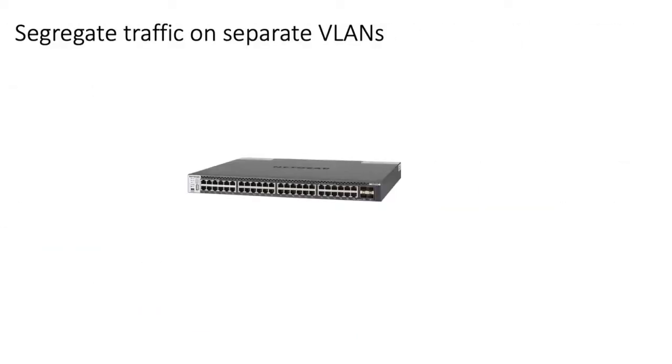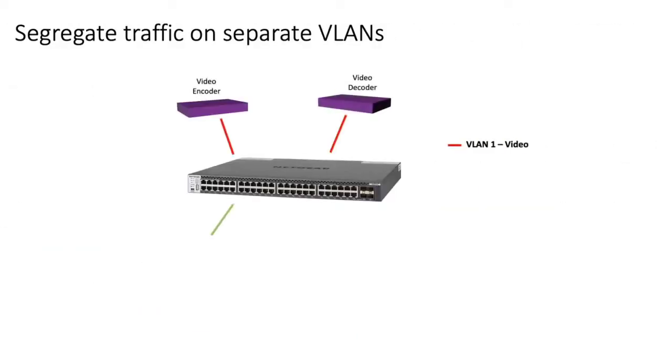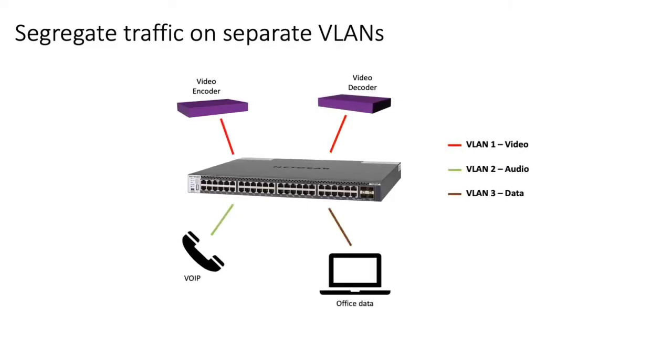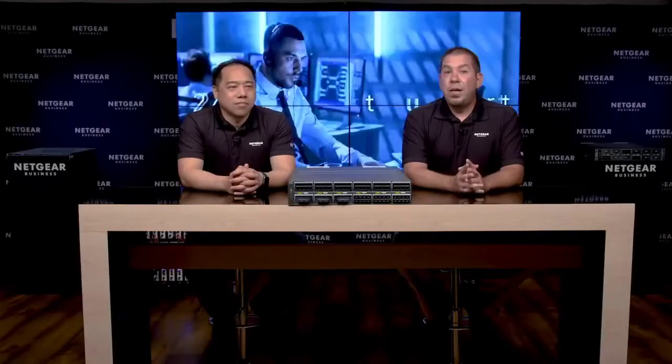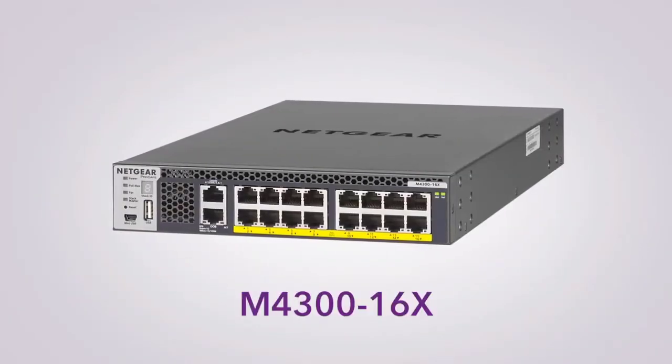The M4300 switches support IP routing and VLANs, allowing for segmentation of specific types of traffic, like voice and data on separate subnets. L3 DHCP relay allows users to create DHCP scopes as needed, for example, on a Windows Active Directory server.